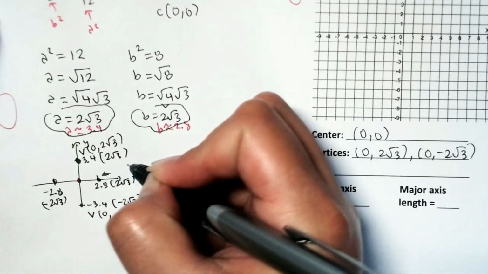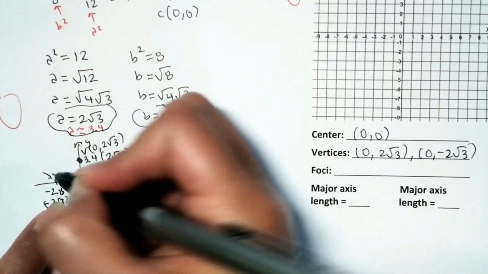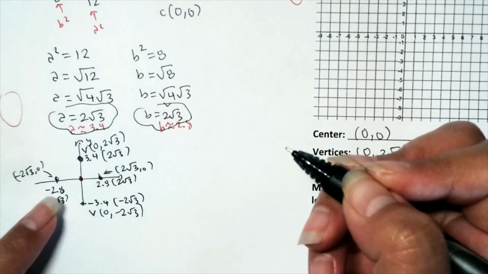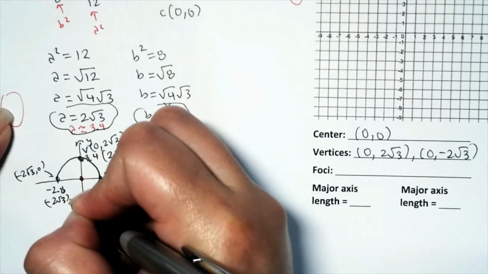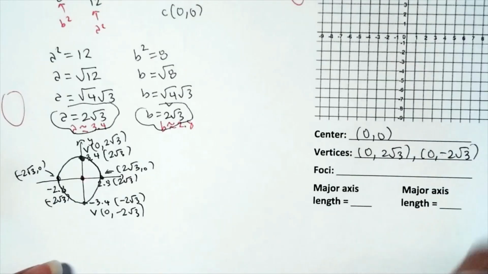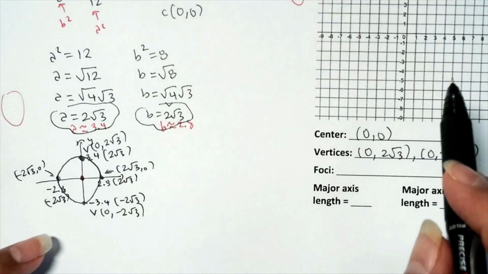So this one is given by 2 square root of 3 comma 0, and this one is given by negative 2 square root of 3 comma 0. So let's go ahead and do our ellipse. Because I don't have graph paper, it may look like a circle. Well, not even that. But hopefully I'll have a better visual over here.